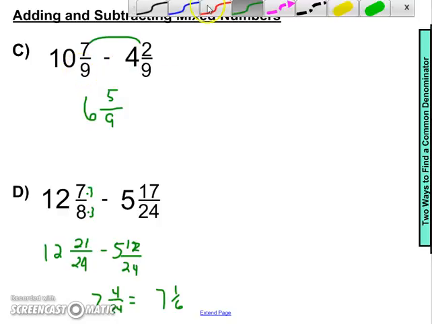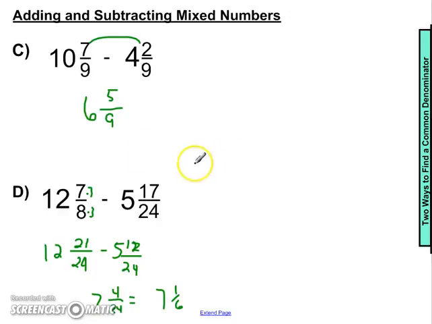Let me go back to the top, and I'm just going to do one of them as an improper fraction. I'll do this one up here. 9 times 10 is 90 plus 7 would be 97 over 9, minus 9 times 4 is 36 plus 2 is 38, that is over 9. Okay, I would then have to subtract them, and if you need to, go to the side or whatever and line them up. Okay, so if I subtract them, I'd have to borrow.